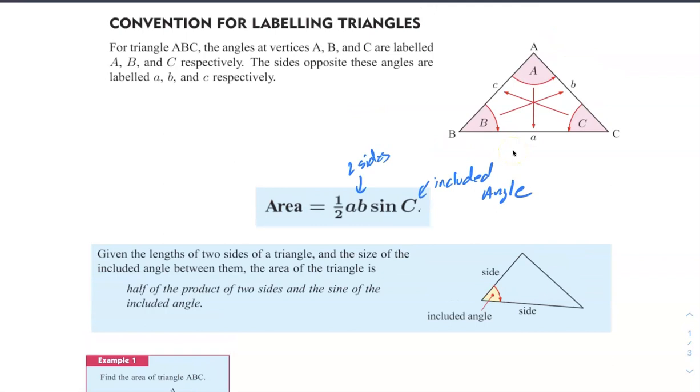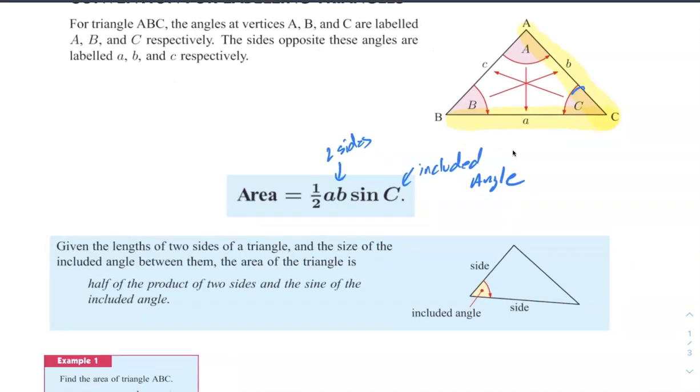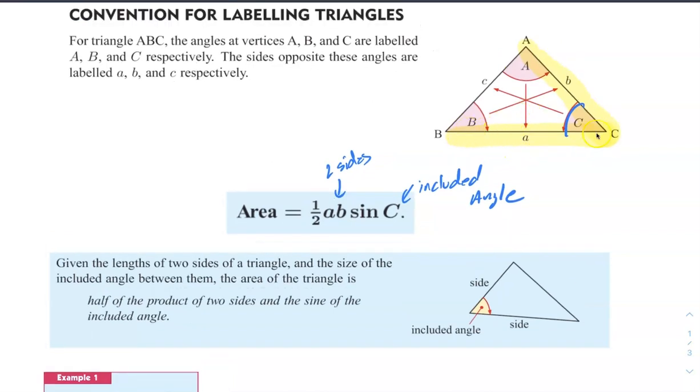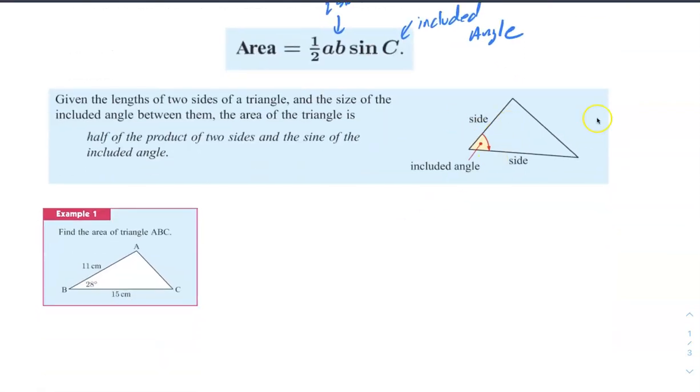So if I give you side BC and side AC, then the angle I would need would be angle C. Right? It's all about having two sides and the angle included. As long as you have that, you can find the area of a triangle. So the ABC don't really mean anything besides they stand for two sides and the angle included. That's all it stands for. So you need something like this, and you can find the area. Side, included angle. All you need. Letters don't mean a thing.